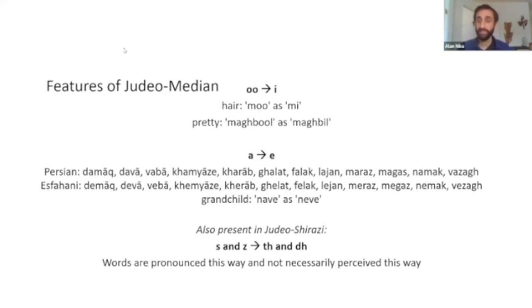The S and Z sounds are expressed as th and the. So it's almost like a lisp. And a really interesting thing is that the people who speak these dialects don't even really realize that they're doing it. Like they'll code switch between Judeo-Shirazi and Persian, and they'll say the same word, but they'll say it with an S or with a Z or with a th, depending on which dialect they're speaking. And they don't necessarily notice that they're even saying it differently.